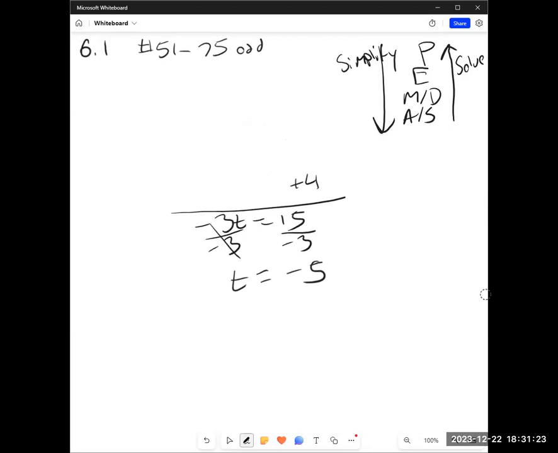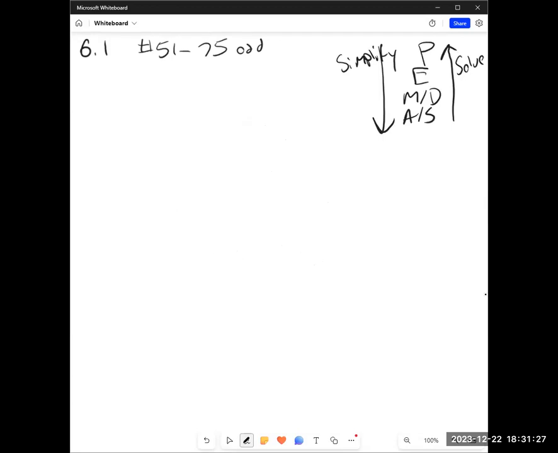It doesn't matter whether I would have solved that to say negative 5 is equal to t or t equals negative 5. They're equal to each other, but the box you're going to fill in is going to say t equals box, so I put the variable on the left-hand side just so it's easier for you to see what to fill in.